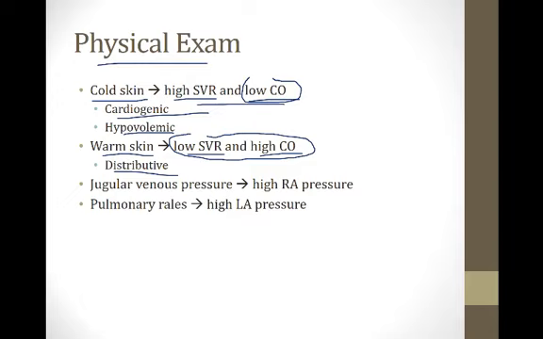They may also give you physical exam findings from which you can infer the pressures in the heart. So elevated jugular venous pressure means there's high right atrial pressure. Remember that that's seen in cardiogenic shock. And pulmonary rales are an indication of high left atrial pressure, and that is also seen in cardiogenic shock.